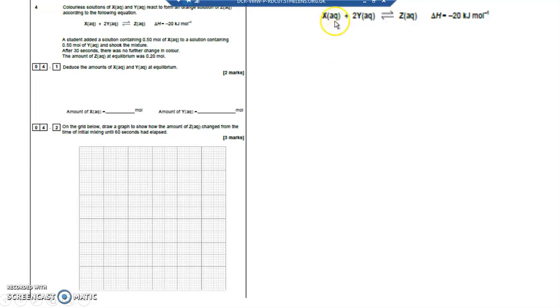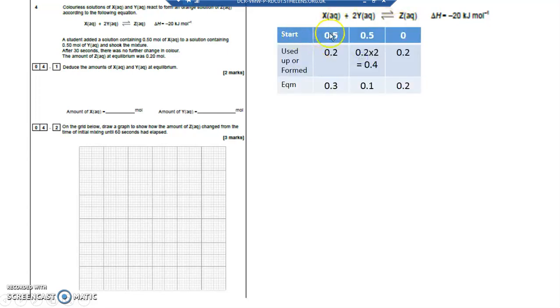Well, you're best setting it out like this. Write the equation out, and underneath each one, underneath X and Y and Z, put the amounts at the start. So there's 0.5 moles of X, 0.5 moles of Y, and no moles of Z yet. Then you mix them, and you work out how much is formed or how much is used up. It tells you that 0.2 moles of Z is made.